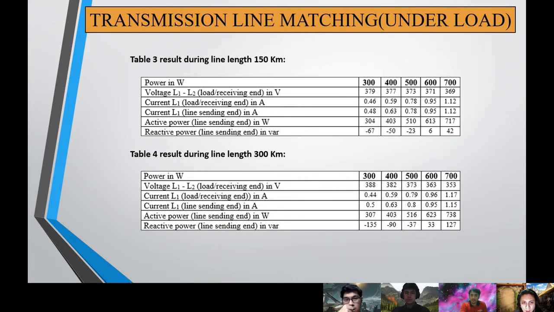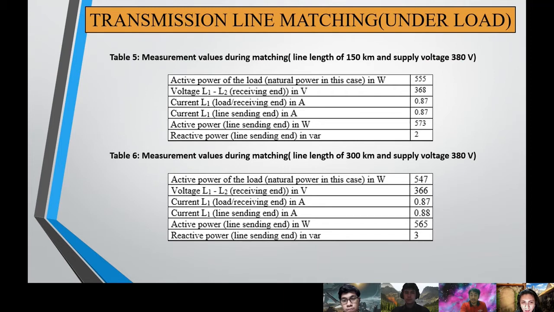So this is the table 3 result during line length of 150 km, and table 4 shows the result during line length of 300 km. And table 5 shows the measurement values during matching, which is at line length of 150 km and supply voltage of 380 volts. And table 6 shows the measurement values during matching on line length of 300 km and supply voltage of 380 volts.